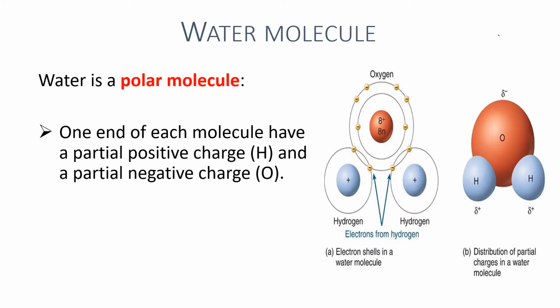Water. Water molecule. A water molecule is a polar molecule. This is because in this water molecule, the hydrogen region of a water molecule has a partial positive charge and the oxygen region of a water molecule has a partial negative charge.